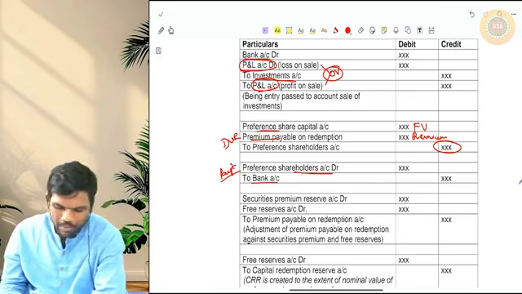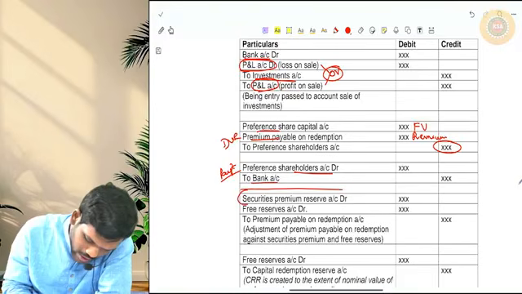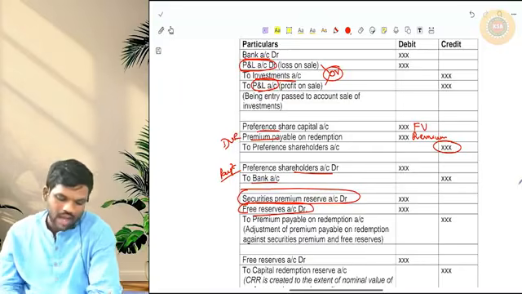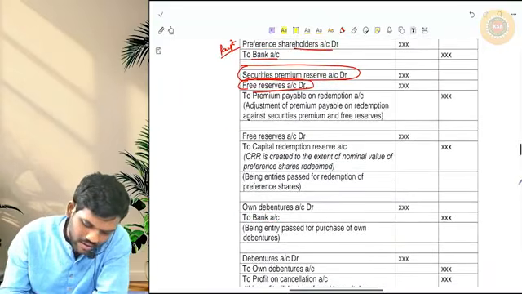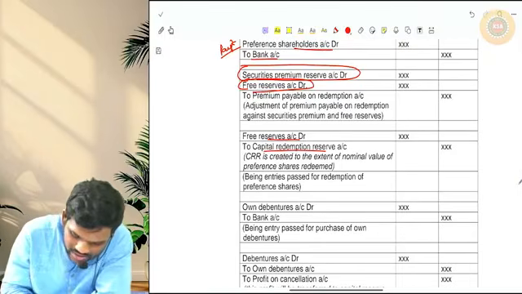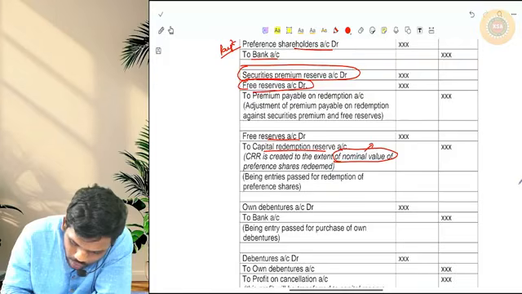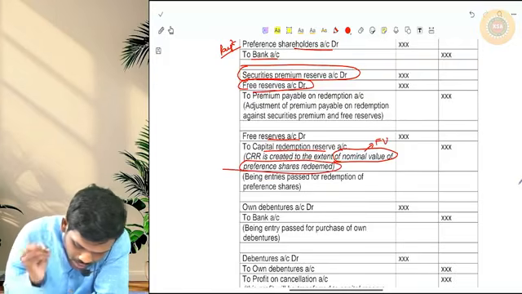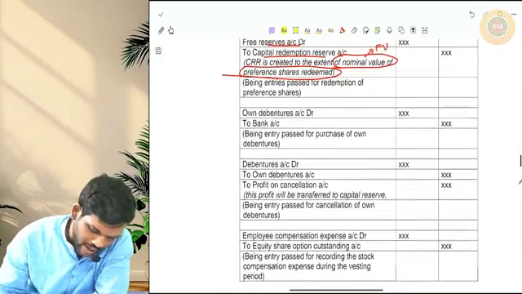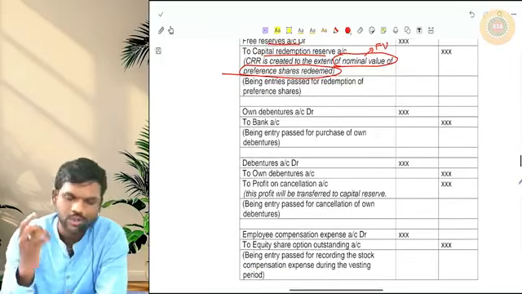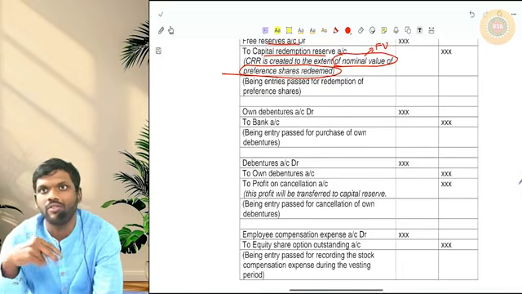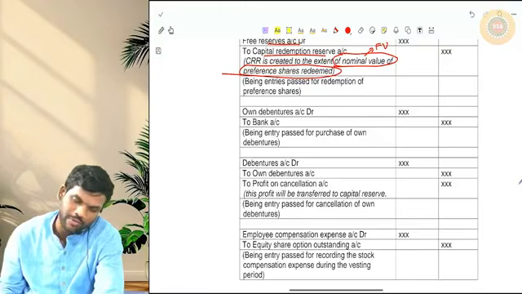And then this premium payable on redemption, first you can adjust it against securities premium to the extent it is available. Any extra amount you can take to free reserves. And then finally here also we should create CRR. So free reserves account debit to CRR, we have to create to the extent of nominal value or face value of the preference shares that you have redeemed. Same requirements like equity share buyback are applicable even for preference share capital redemption. So first we learned how to pass journal entries for equity share buyback. Then we revised the journal entry for sale of investments. Then we revised the journal entries for preference share capital redemption.